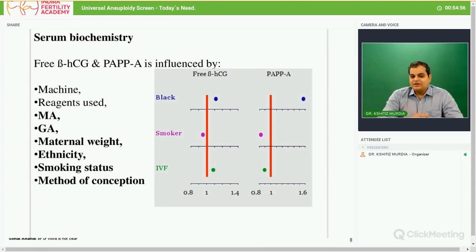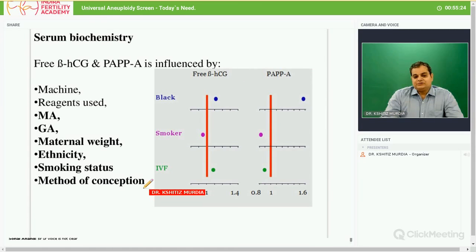As we go one by one, maternal age is important, as we all know, an increase in maternal age is associated with an increase in the background prior risk. Gestational age, if it is wrongly entered, matters as well, because as the gestational age increases, the risk decreases. Ethnicity-wise, black women can have high values of beta HCG, and PAPP-A also high.